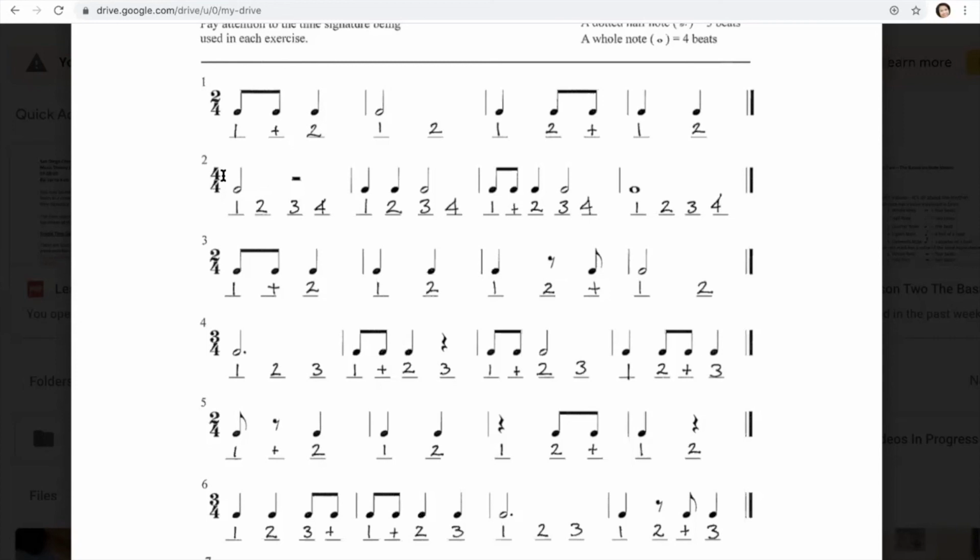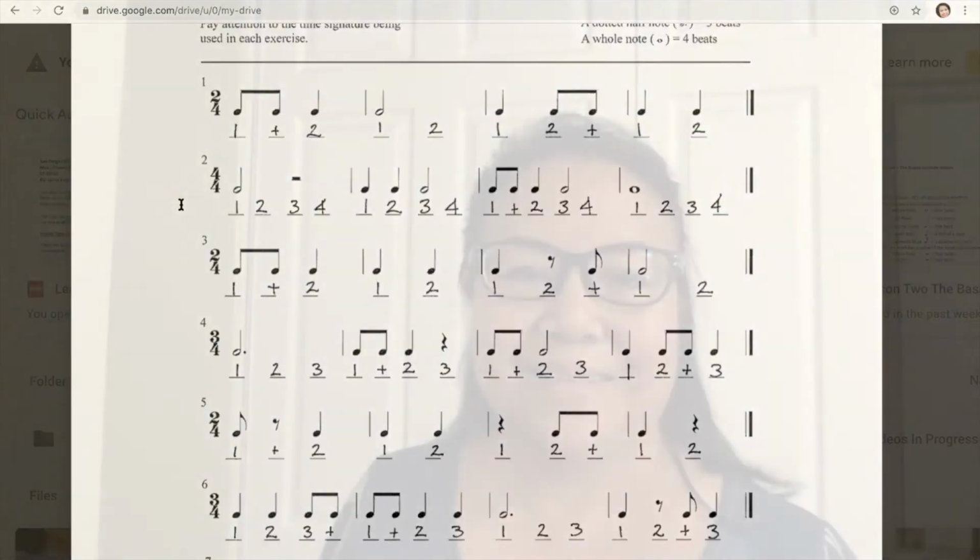1. Practice these exercises daily, and that will improve your sight reading skills in rhythm.